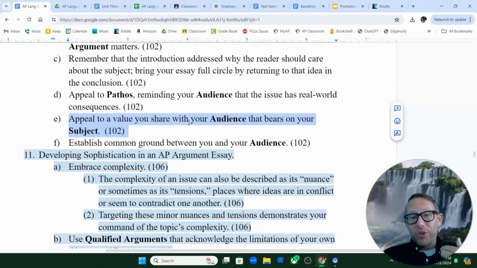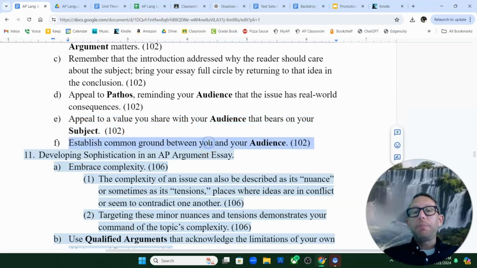Appeal to a value you share with your audience that bears on your subject. So when we say that, we're talking about those morals, the ethics, in short, the right and wrong that you and your audience both share. And as a consequence of both sharing that, both would agree on whatever your thesis is nonetheless. Okay. So go ahead and make sure that you're stimulating their emotions, stimulate their values. Find the common ground between you and your audience. Because if they see you in themselves and themselves in you, then they're going to say, well, we're the same person. I got to believe what that person's talking about.